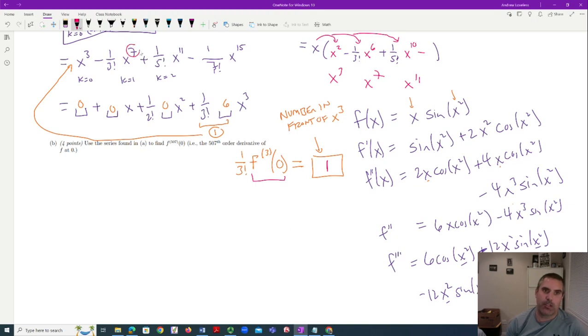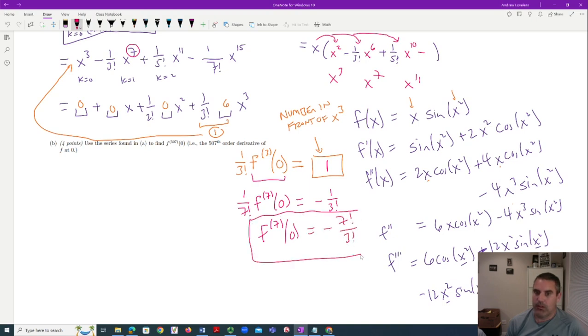Let's say we wanted to know the 7th derivative. The 7th derivative of this at 0 divided by 7 factorial should be the same as the number in front of x to the 7th. Now this time the number in front of x to the 7th is this. So what can we conclude from this? What we can conclude is that the 7th derivative at 0 must be negative 7 factorial over 3 factorial. So if I had kept going, that's what it is.